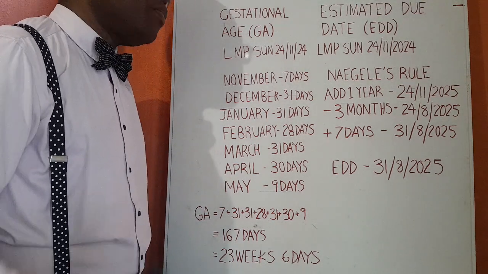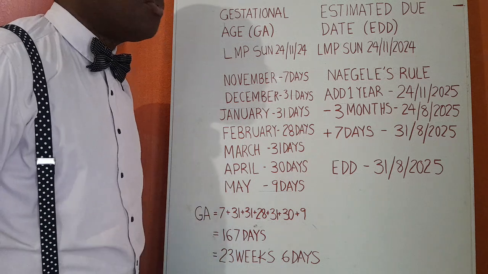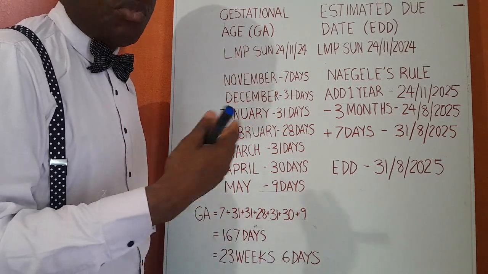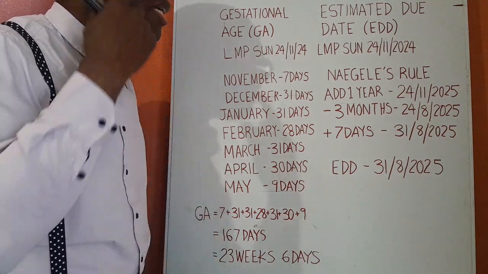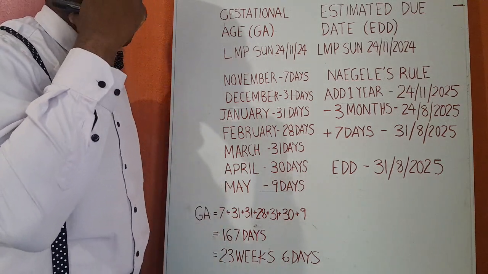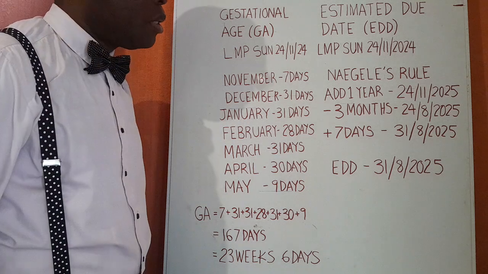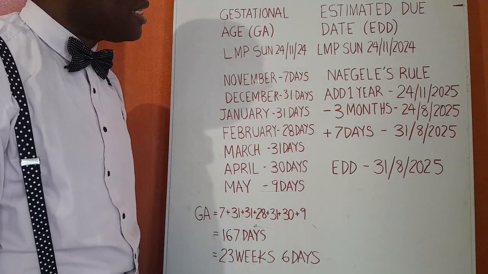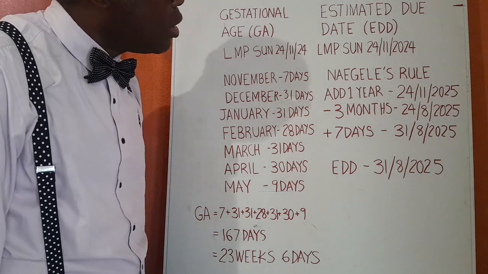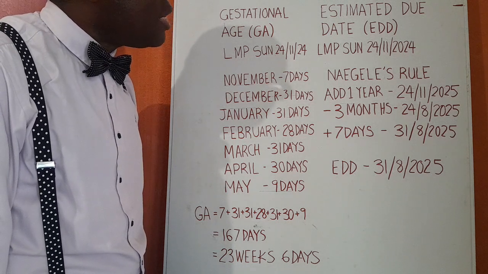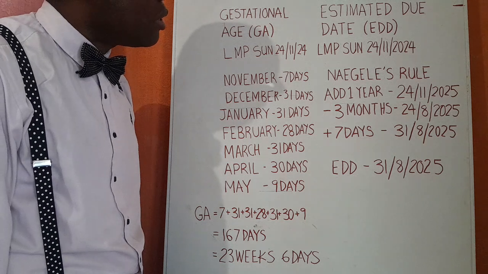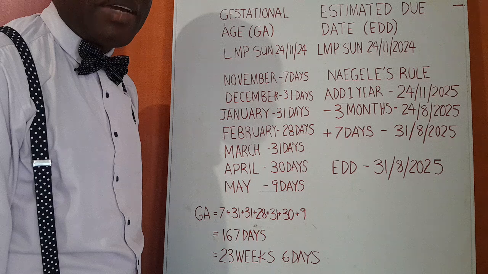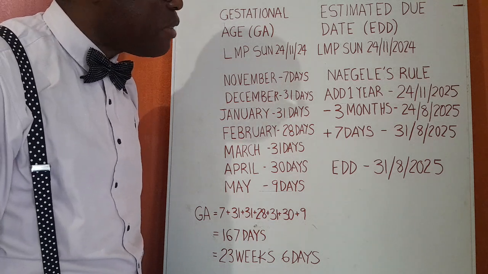Now, let us look at an example. Maybe you were pregnant. There are different variations of the 9 girls rule. Maybe you were pregnant in January, and you noticed that your last menstrual period was maybe 8th of January.